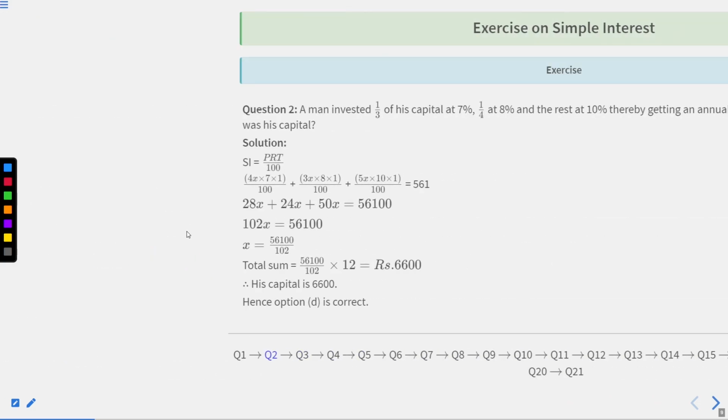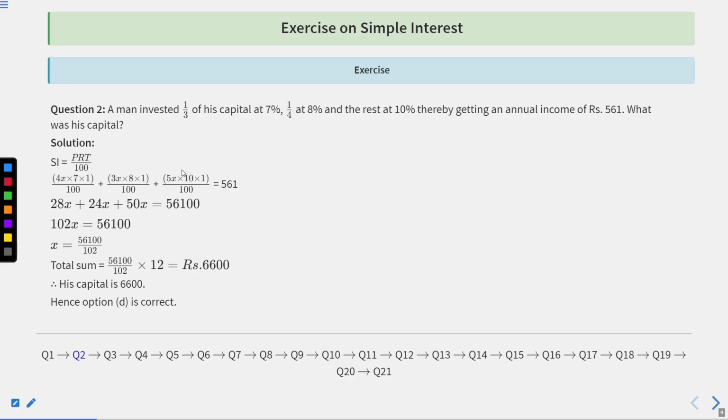And as we know, simple interest is equal to PRT upon 100. So we will have 4x times 7 times 1 upon 100 plus 3x into 8 into 1 upon 100 plus 5x times 10 times 1 upon 100, which is equal to 561. So 28x plus 24x plus 50x is equal to 56,100.